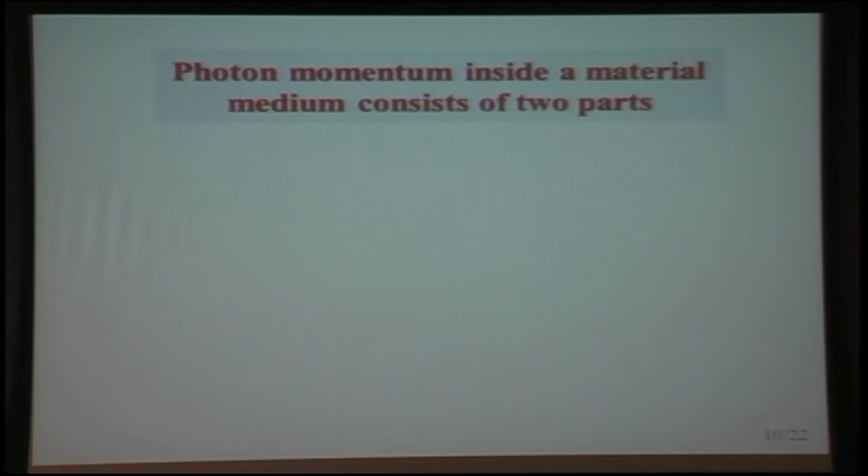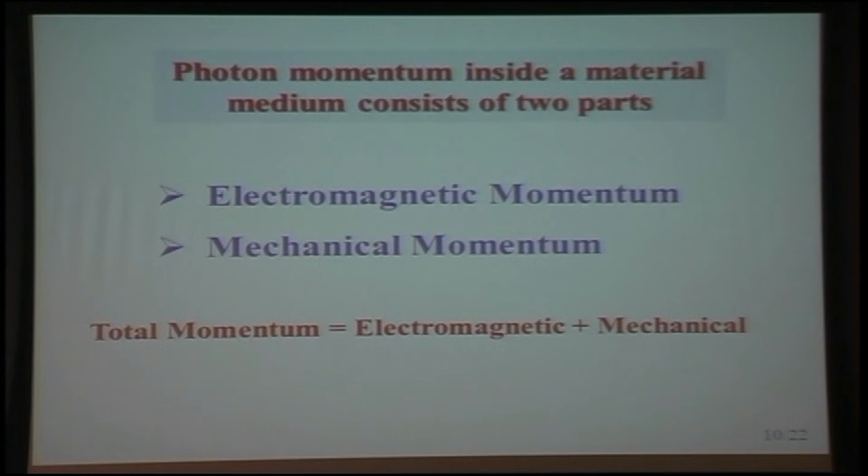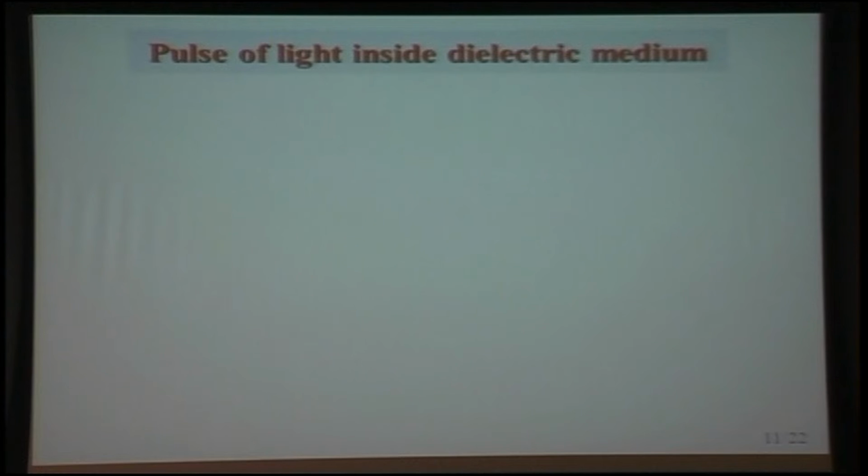Now, of course, we have to recognize that inside the medium, there are two kinds of momenta. There is electromagnetic momentum and mechanical momentum. So the argument that I just gave you pertains to the total momentum, which is the sum of these two types. The total momentum is halfway between Abraham and Minkowski values.